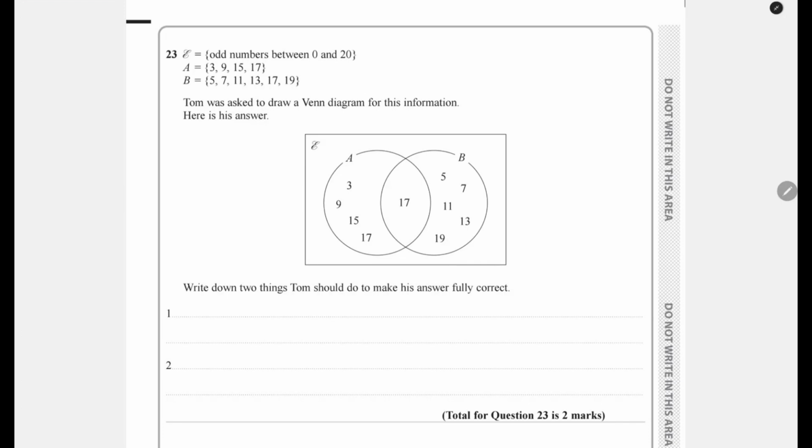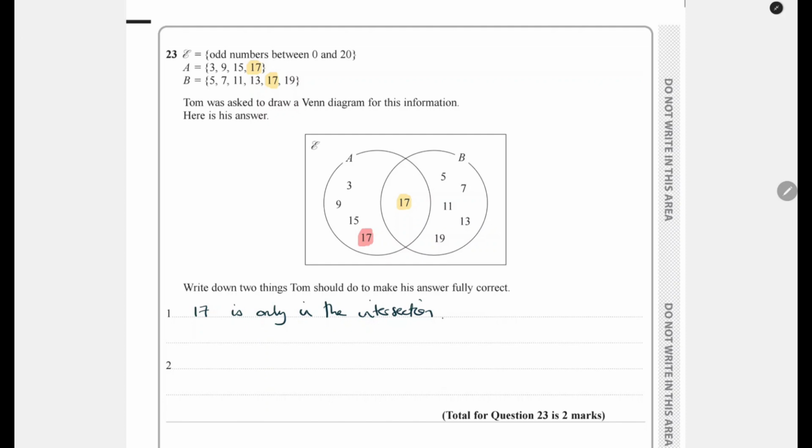Question 23 says, Tom was asked to draw a Venn diagram for this information. Here is his answer. Write down 2 things Tom should do to make his answer fully correct. So the first thing that we notice is that set A has 17 and set B also has 17. So both should have 17. And so quite correctly, he's put 17 in the intersection. However, Tom has also put 17 here. And so he's doubly counted the number 17 in set A. And so the first thing that Tom should do is make sure that 17 is only in the intersection.